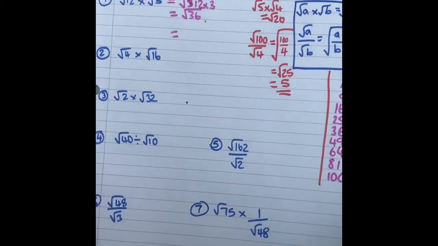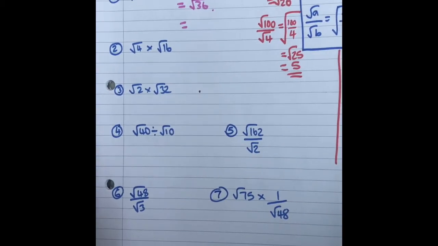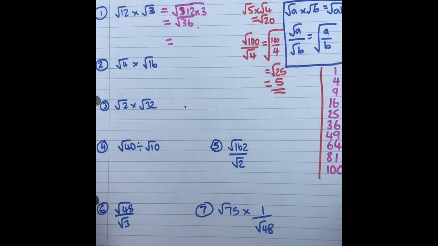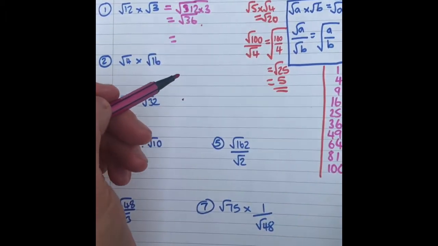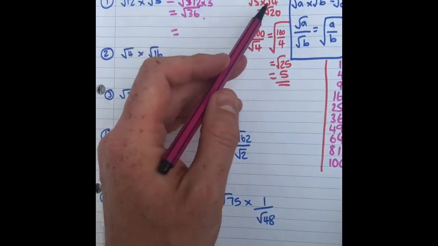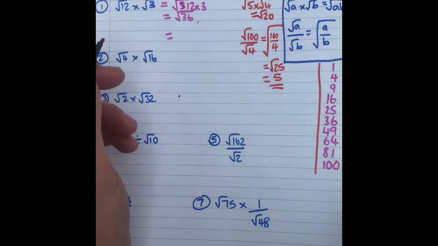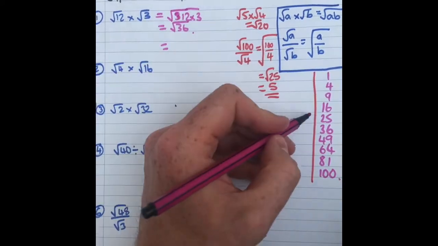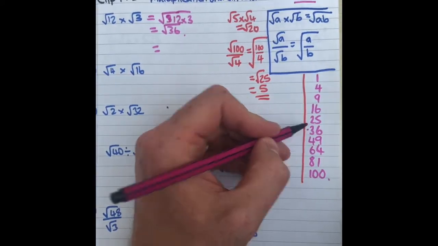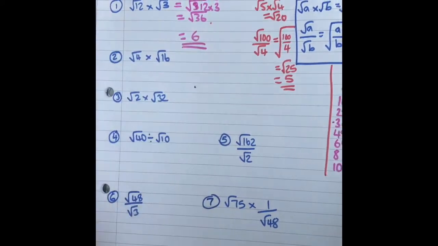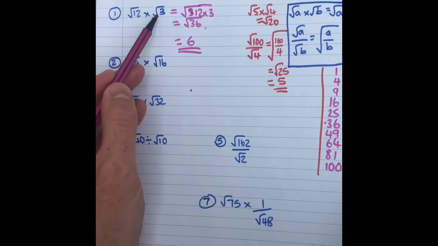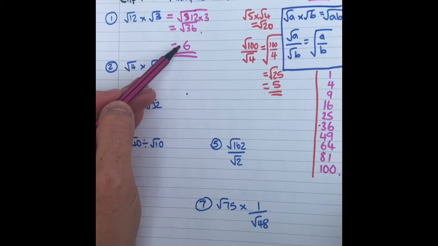Then can you simplify that down further? At this stage we're looking at just square numbers. Later clips this week we'll be looking at, for example, can you change root 20 into something simpler. So what's root 36? Well, let's go to our square numbers. That's the 6th square number, so that means root 36 is 6. So root 12 times root 3, the answer is 6.